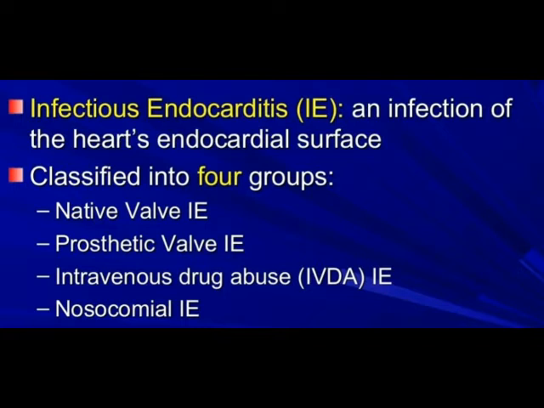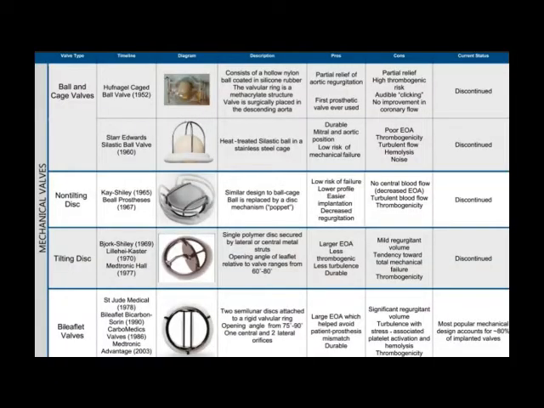This may further be subdivided into native valve endocarditis, where the patient's own heart valves are affected, or prosthetic valve endocarditis. Now, these prosthetic heart valves are designed to replace the function of native valves by maintaining unidirectional blood flow and can be separated into two broad categories: mechanical and bioprosthetic, which is also called tissue valves. Each has different advantages and disadvantages.